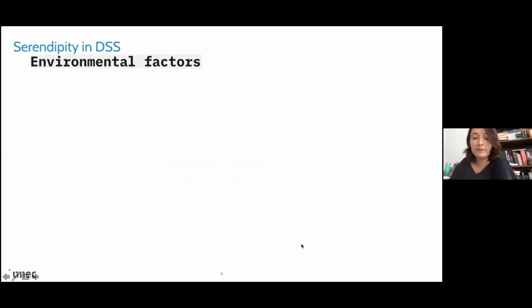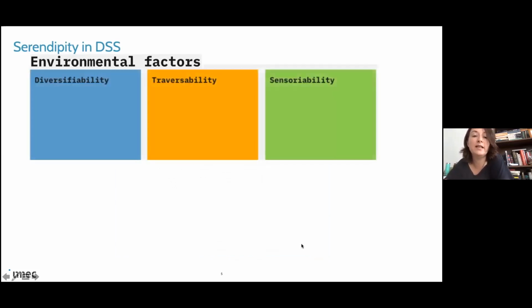The environmental factors are diversifiability, transferability, and sensoriability. I will explain these. So diversifiability is how much difference there is within the content that is available. So imagine having a job matching system, and how easy is it to go from one field to another, or from being offered jobs in a full-time or a part-time function.